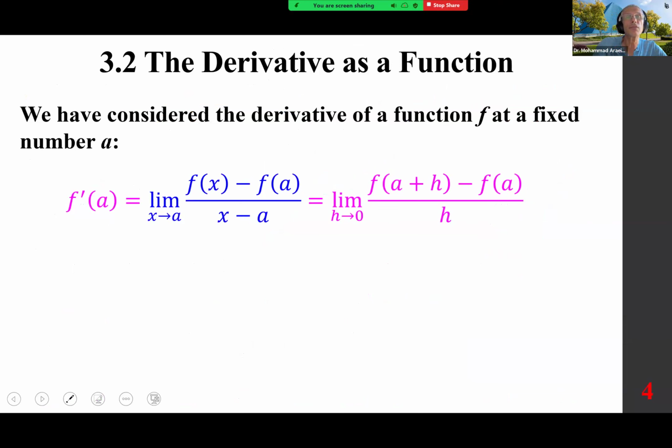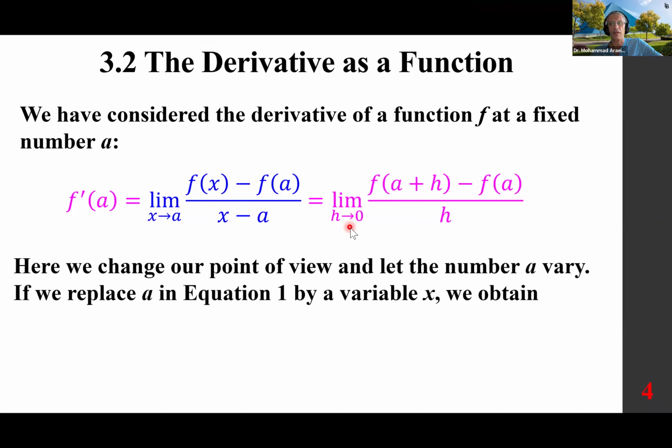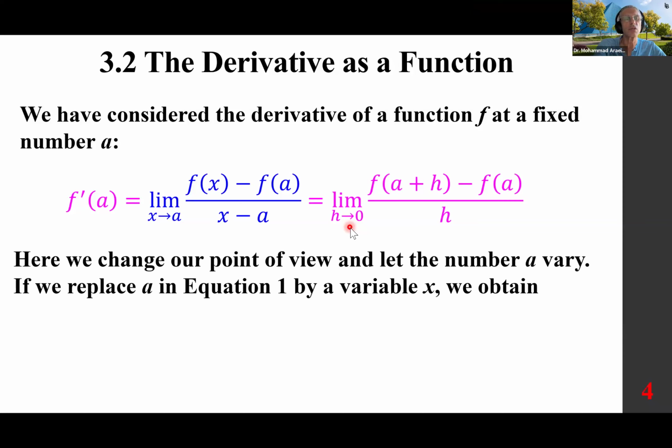And now the new stuff, 3.2, the derivative as a function. We have considered the derivative of a function f at a fixed number a, f prime of a, which is the limit of f of x minus f of a over x minus a as x approaches a, which is the same as the limit of f of a plus h minus f of a over h as h approaches 0. If you recall, in one of the last questions we did in the previous section, I kept it at a. And that's in essence moving towards this section.